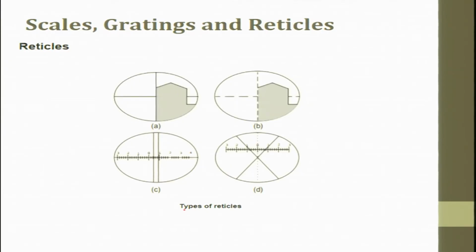So, these are simple different types of reticles. You can see reticles for measuring A, B, and C and D. These are cross patterns and linear patterns which are used to measure the gratings.